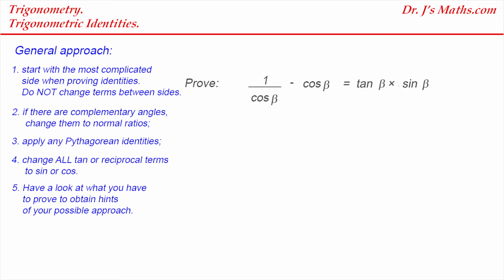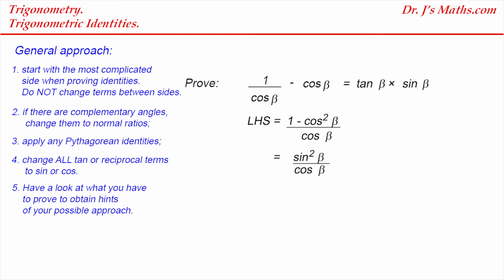We have to prove that 1 over cos beta minus cos beta is equal to tan beta times sine beta. Well, the left-hand side is a little bit more complicated because it's got the fraction, so we'll start with that. Left-hand side equals... bring it to a common denominator by multiplying through by cos beta, so we've got 1 minus cos squared beta over cos beta, and now we've got a Pythagorean relationship in the numerator, which we can exchange for sine squared beta.